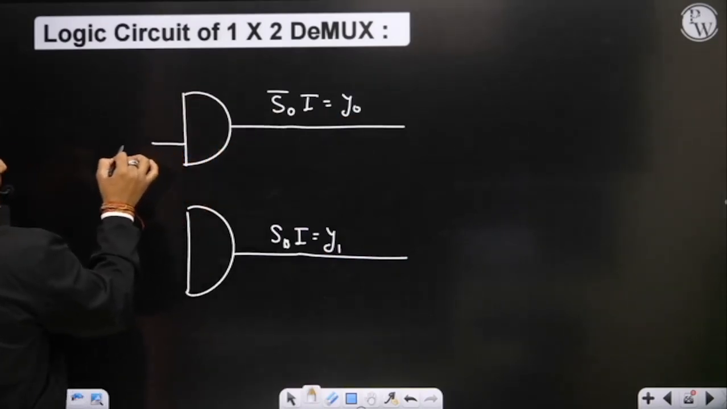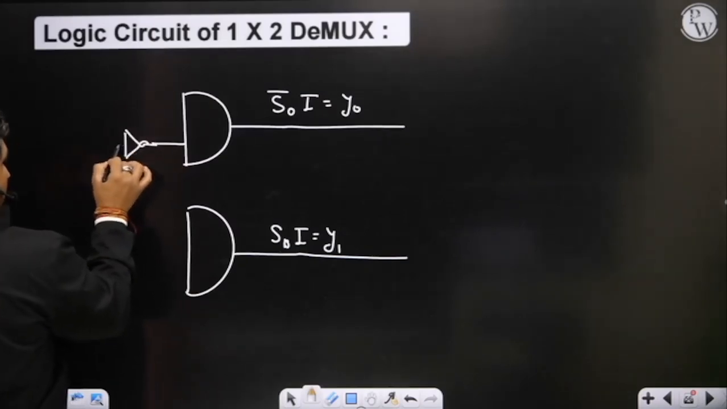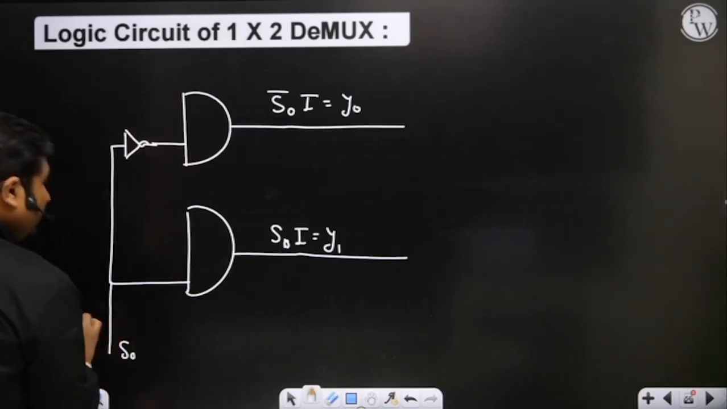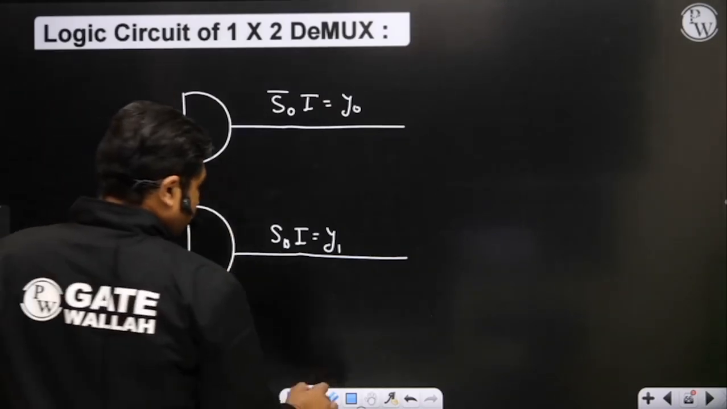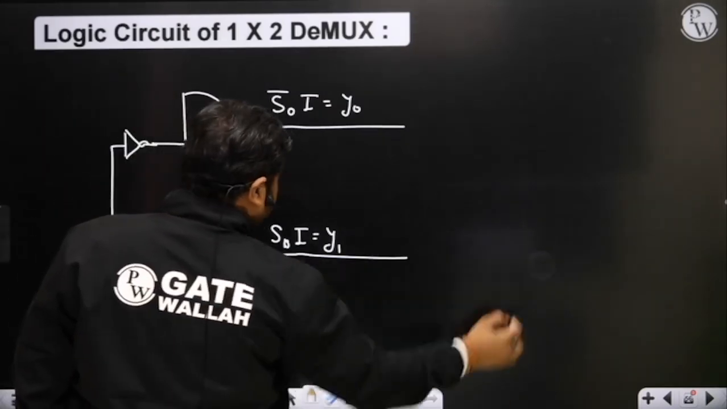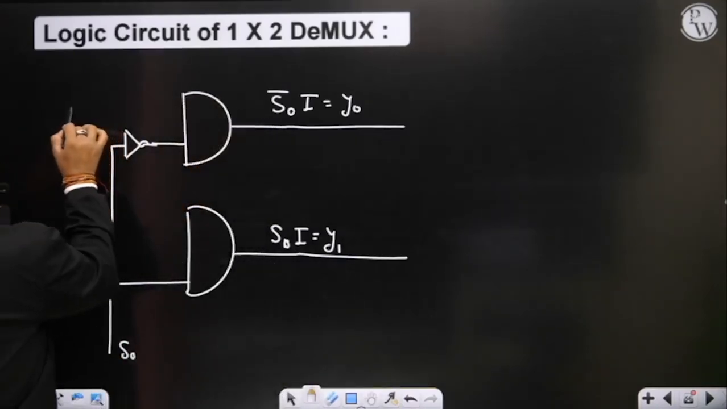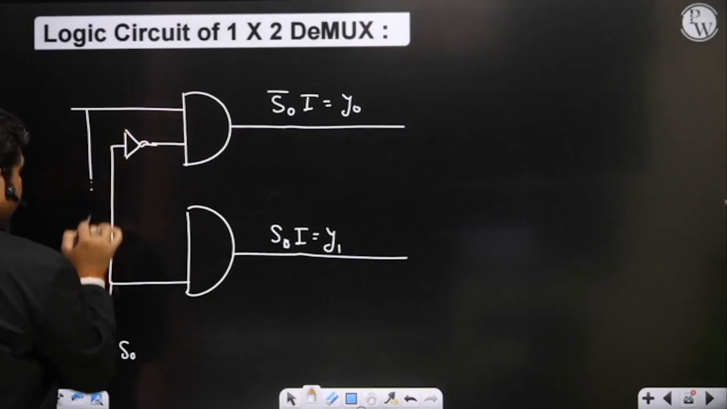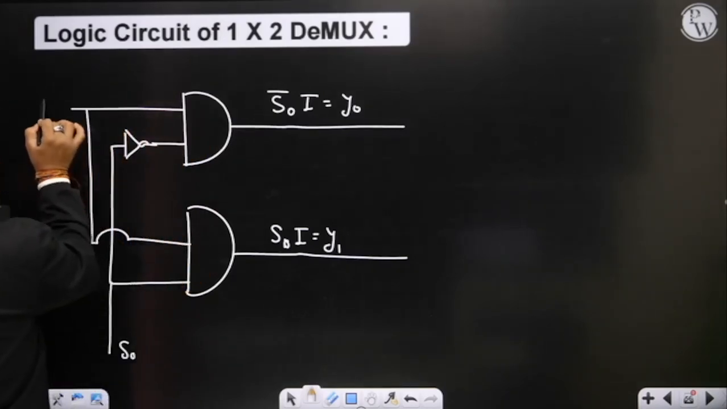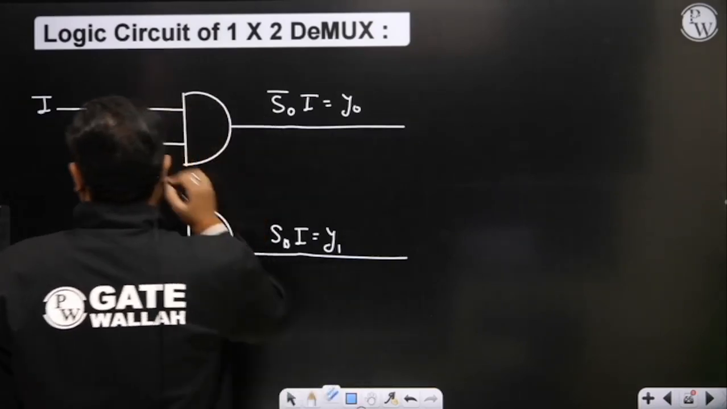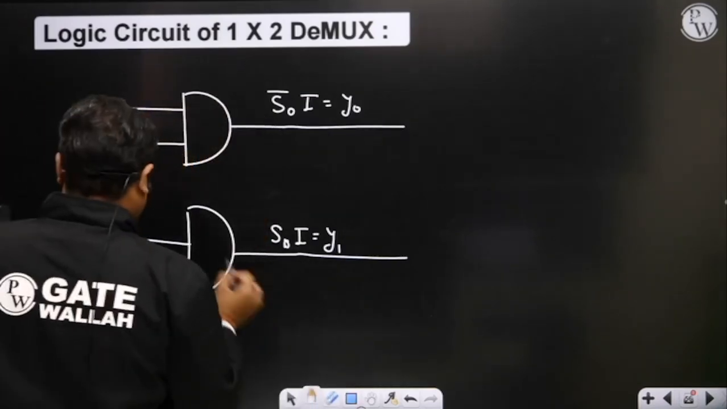For that, we need this, which will give you S0 complement. Yes, sir. And you can also represent input I. So we have a one to many circuit.